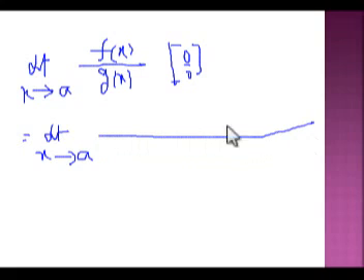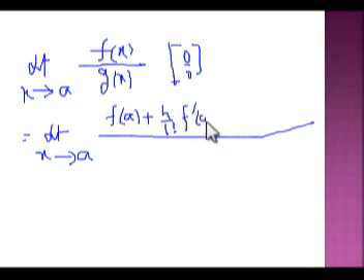We will get in this way, f(a) plus h by 1 factorial times the first derivative of f(x) at the point a, plus h square by 2 factorial times the second derivative of f(x) at the point a, and so on. You can continue this procedure if you desire.